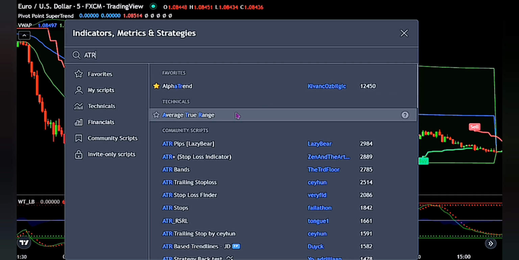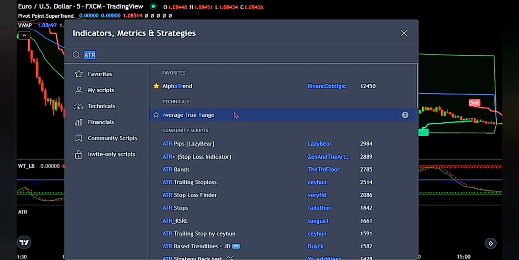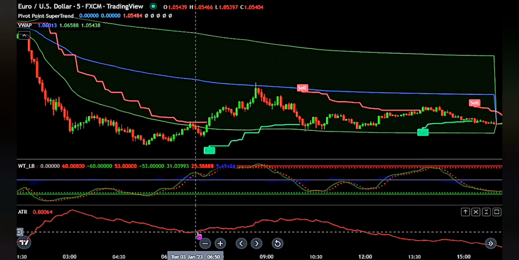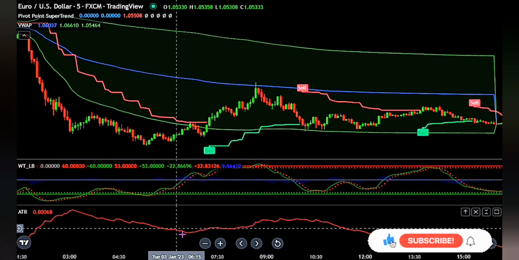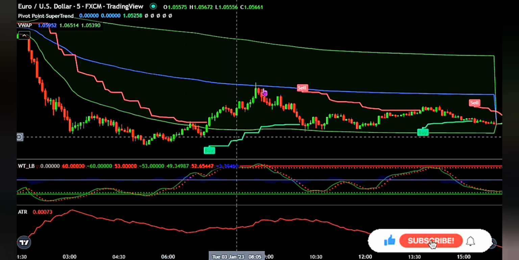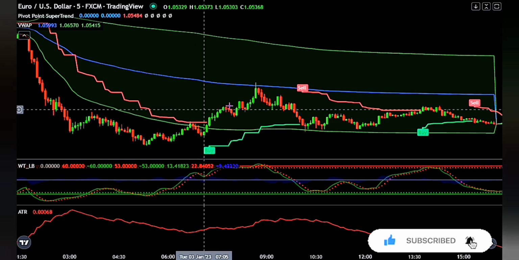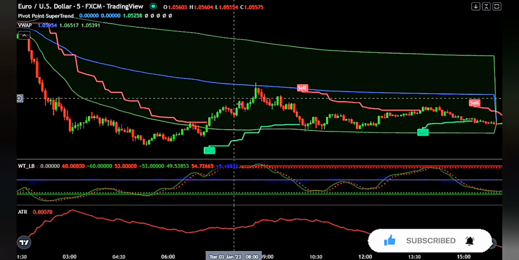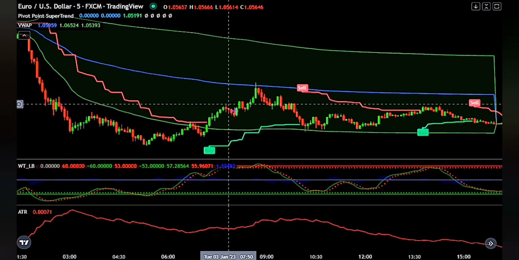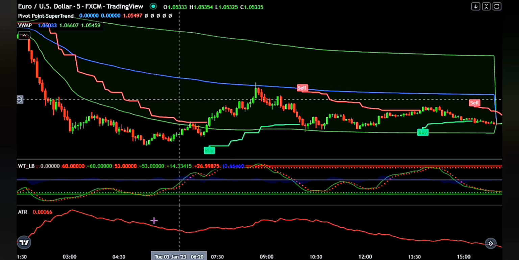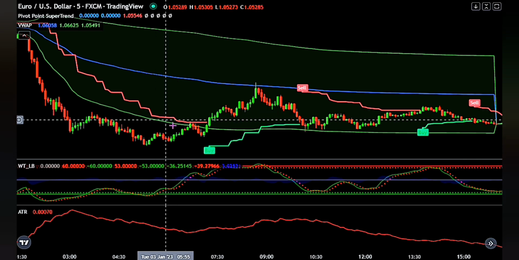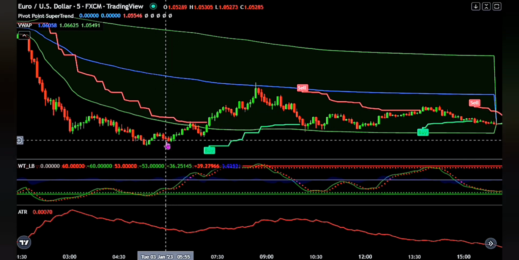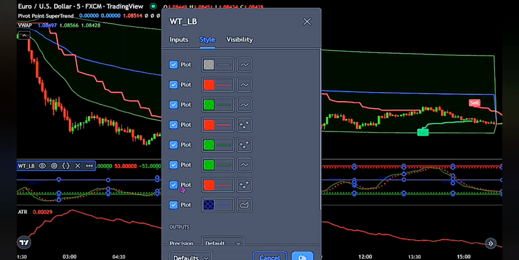This one right here by TradingView. This would be used as our level of stop loss in the market, as it is a technical tool used to measure volatility. Now we are set with our indicators. Let's go over the settings for these indicators. For the ATR and VWAP, we won't be adjusting any of the settings, but we will be doing that for the remaining two. Now for the first indicator, double-click on the wave trend oscillator.